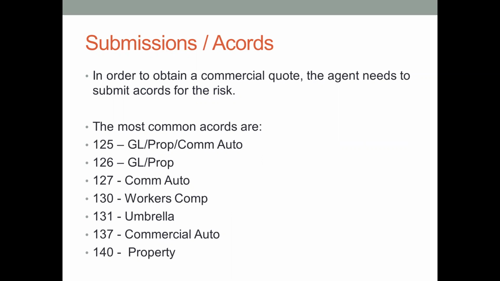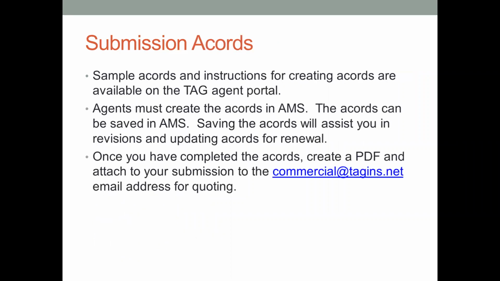127 is for commercial auto. The 130 is workers' compensation. The 131 accord is umbrella. The 137 is also commercial auto, and the 140 is the property accord. Sample accords and instructions for creating accords are available on the TAG agent portal.